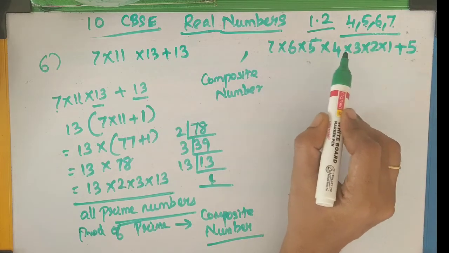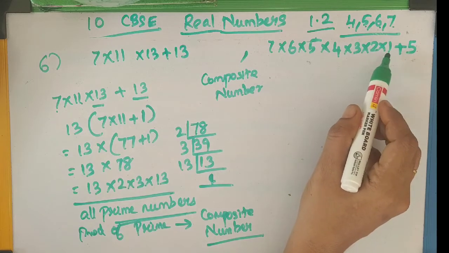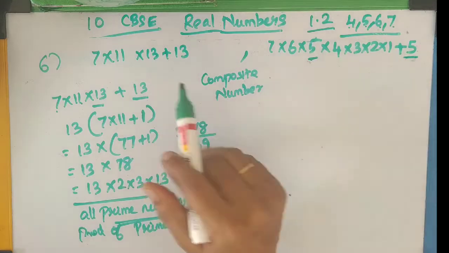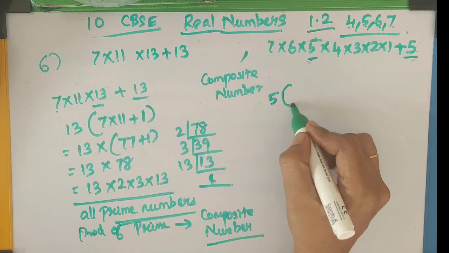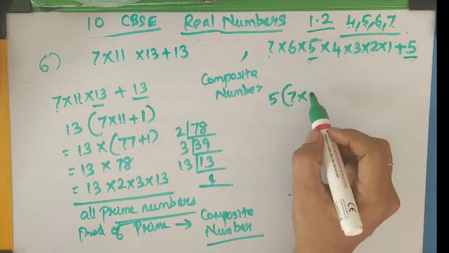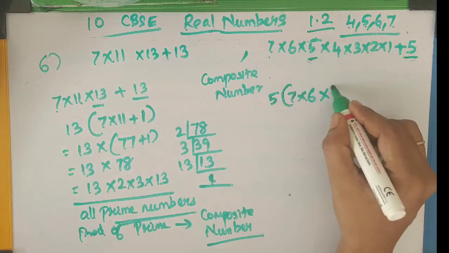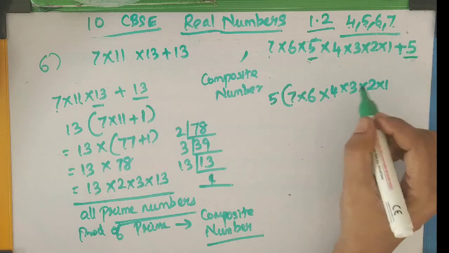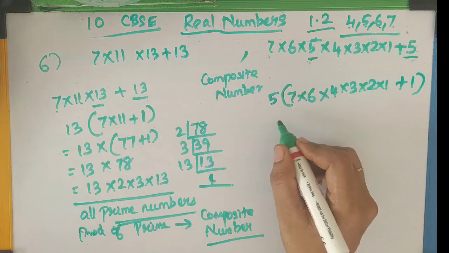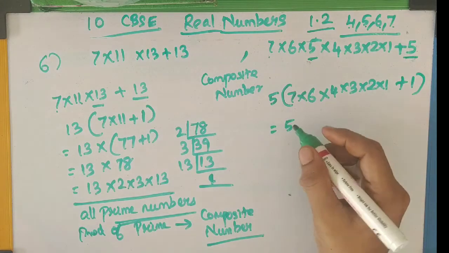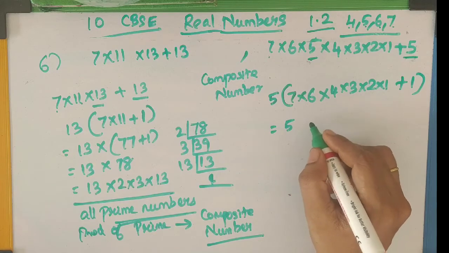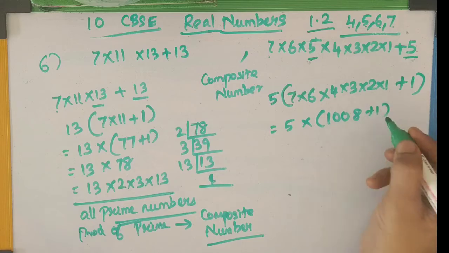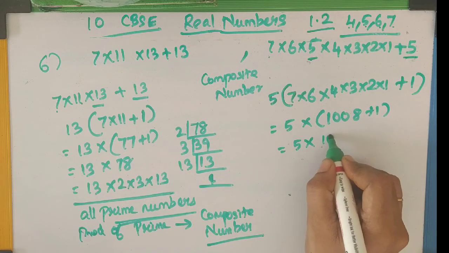7 into 6 into 5 into 4 into 3 into 2 into 1 plus 5 is a composite number or not? I am taking the common 5 out of this number. So 5 into 7 into 6 into 4 into 3 into 2 into 1, because I have taken 5 already out, plus 1. Okay. Now what is 7 into 6 into 4 into 3 into 2 into 1? It's nothing but 1008, plus 1. So it is 5 into 1009.